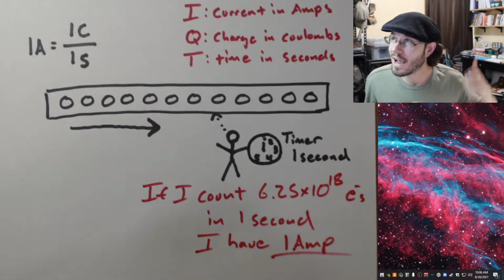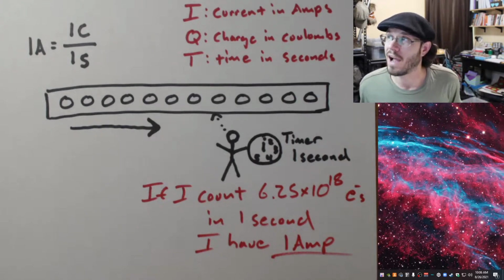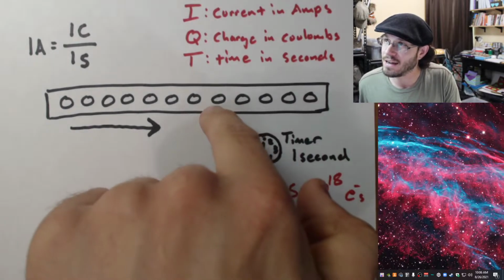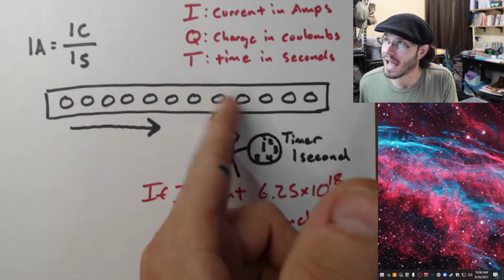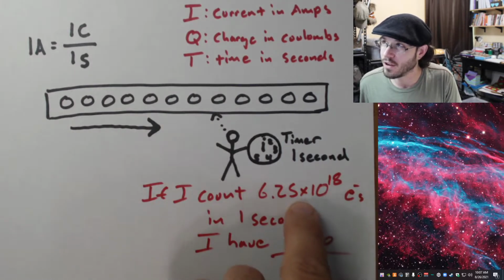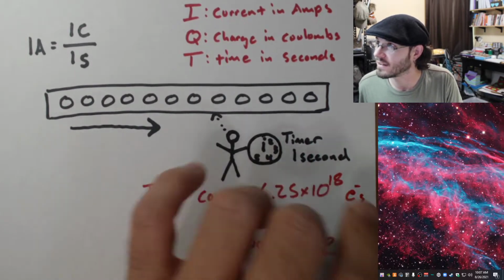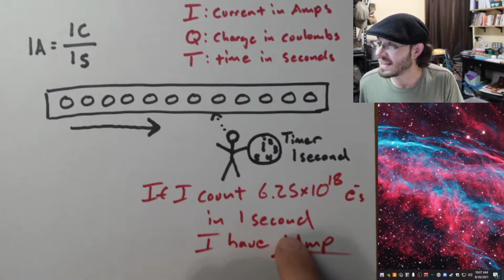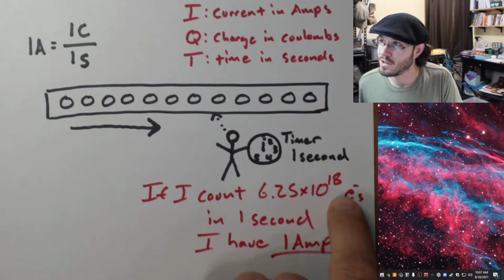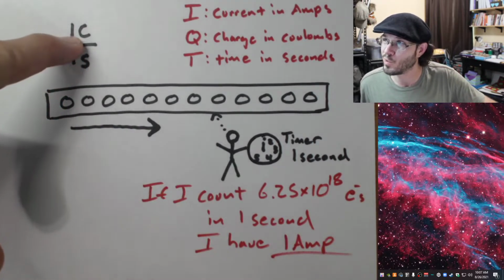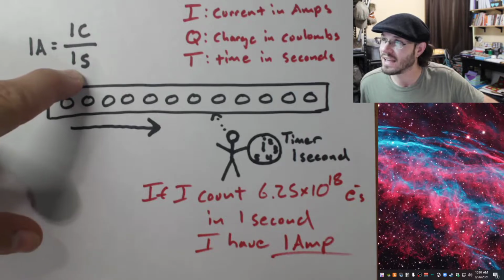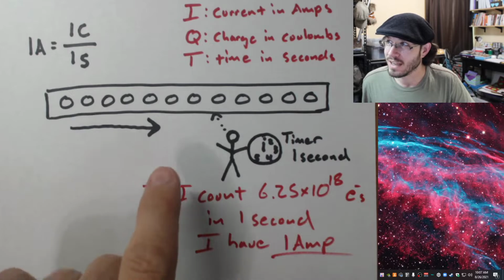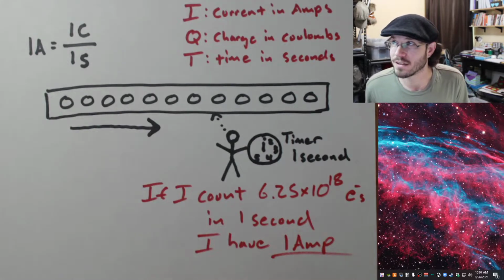Okay, so I sit there, I start my timer, and I stop that timer after 1 second. And during that 1 second, I picked the point and I counted how many electrons I saw whizzing by. And yes, I counted a very large number within 1 second. Like, this is not humanly possible, but I did. And since I counted 6.25 times 10 to the 18th, since I counted 1 coulomb of charge in that 1 second, I got 1 amp. Okay, is this good? Is everyone all right with current?